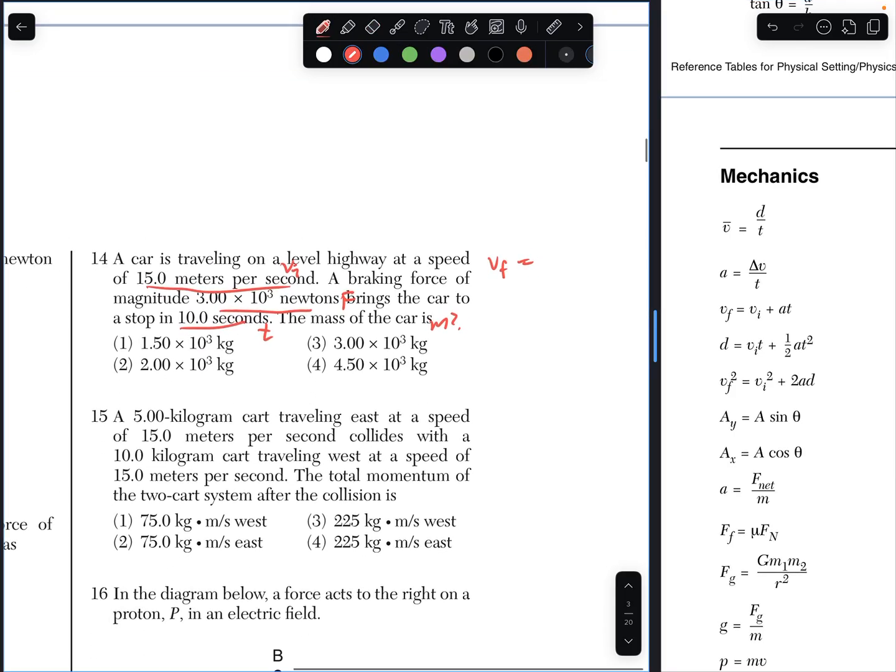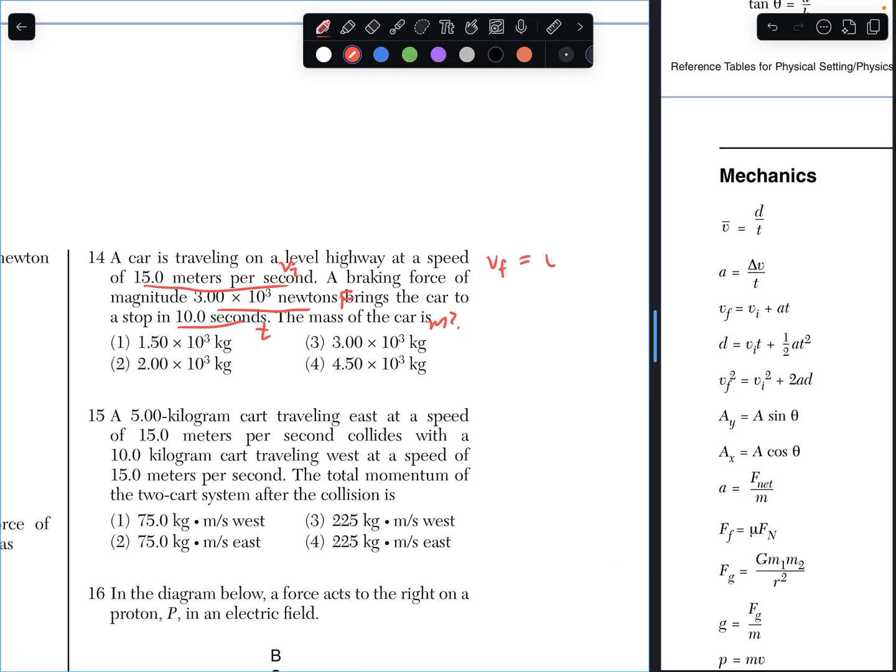So we know that this is equal to 0. So then we have VF is equal to VI plus AT. And I'm solving for A, so VF minus VI over T is equal to A. So my final velocity is 0 minus VI, which is 15, divided by time, which is 10. So my acceleration would be negative 1.5.